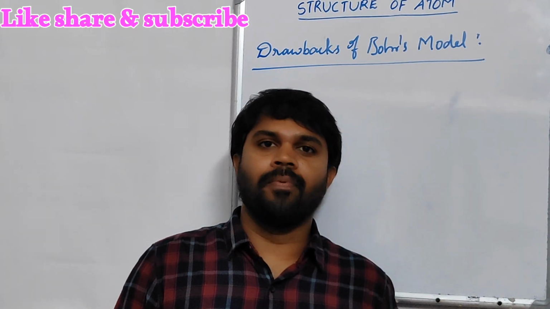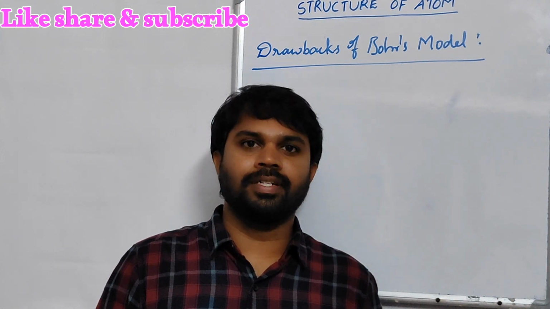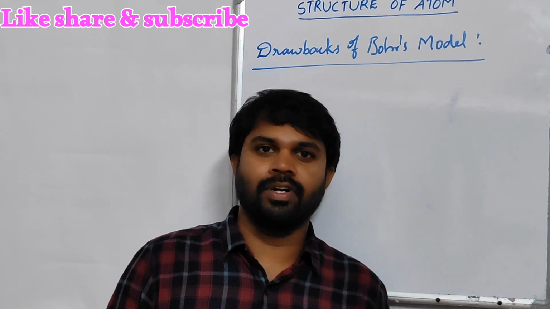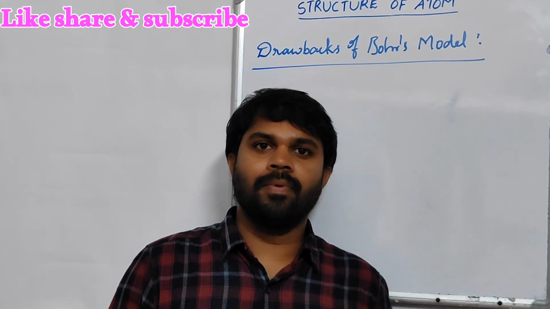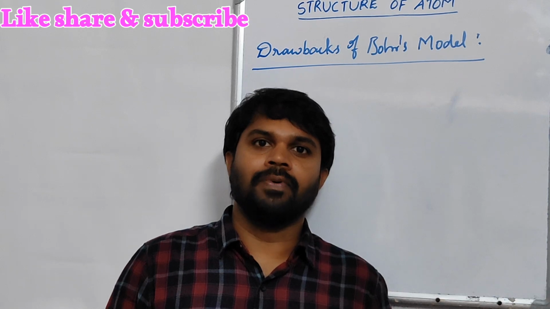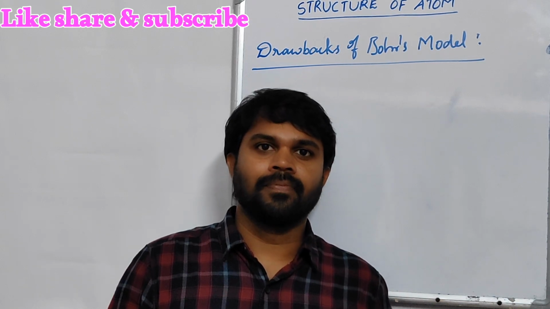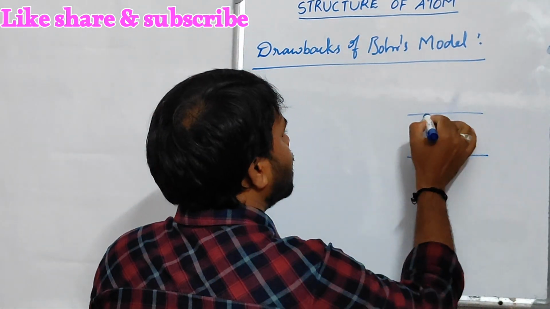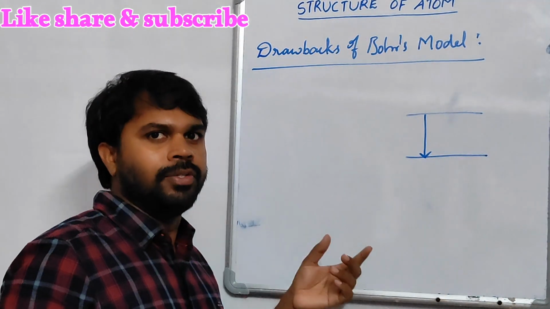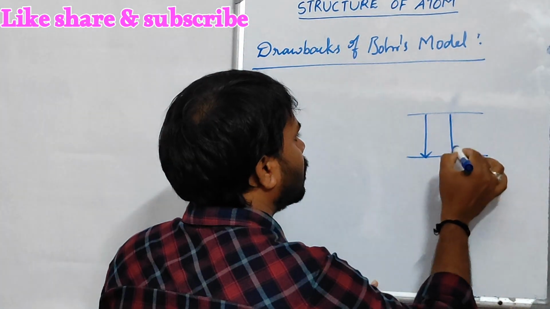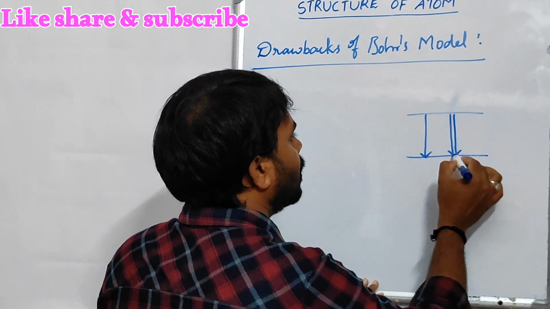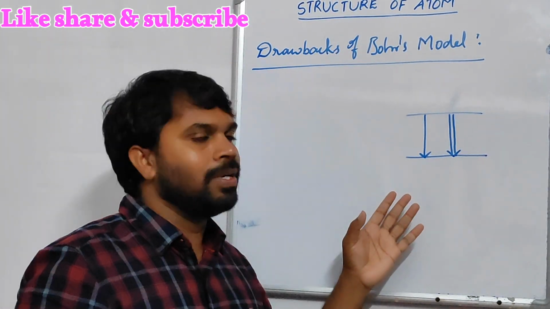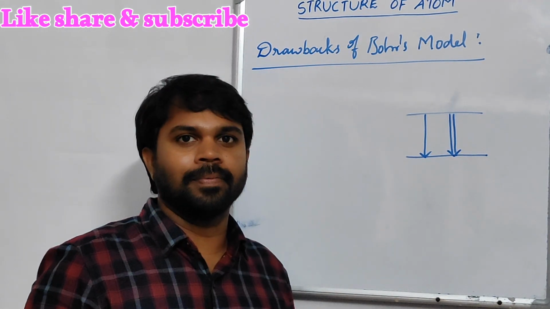It's time to discuss the drawbacks of Bohr's model. The first drawback is it failed to explain the line spectrum of atoms or ions having more than one electron. And the second drawback is it failed to account for the fine spectrum details of the hydrogen atom. Let's understand this. This is the spectral line. On zooming, it looks like this. This is called a doublet because it looks like two lines. How this happened was not explained by this theory.